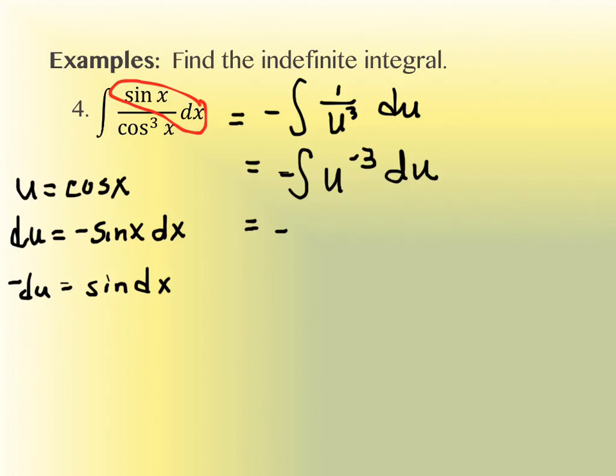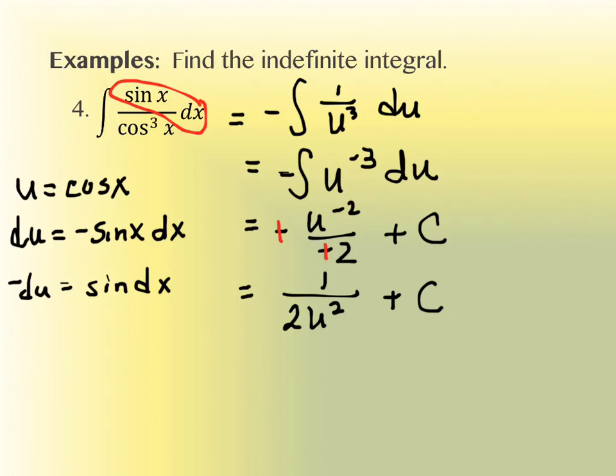What's the antiderivative of u to the negative third? u to the negative 2 over negative 2, right? We add 1 to that power. The negatives are going to cancel, so we might as well simplify that nicely. I need a plus c on the end as well. So this is actually 1 over 2u squared plus c.